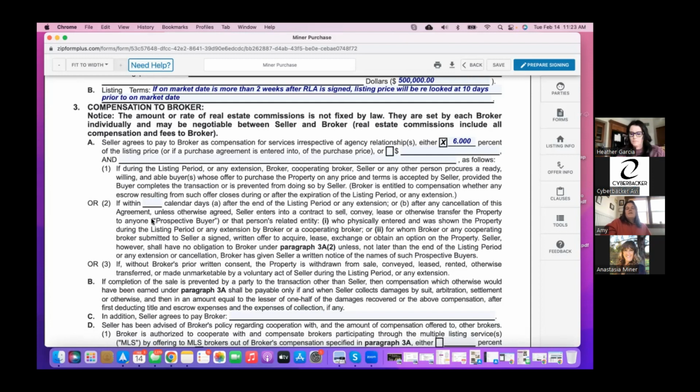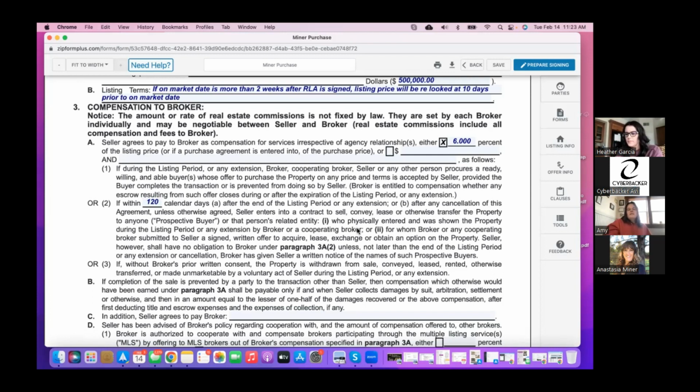Okay, this is not filled in. If you do not fill this line in here, this whole paragraph really truly is invalid. So if within, right, 90 days, 30 days, 60 days, 120 days, whatever you want to put in here. If within 120 calendar days after the end of the listing period or any extension, or after any cancellation of this agreement, right? So it has both of those clauses, either the end of the listing period or an extension, or after the cancellation of this agreement, unless otherwise agreed to.